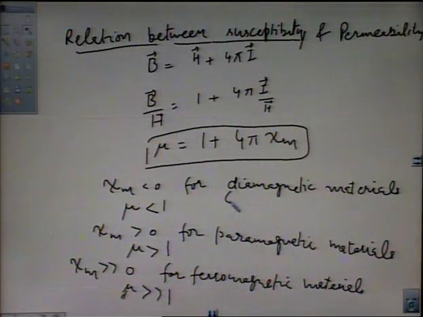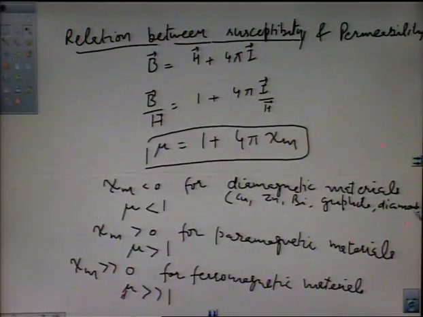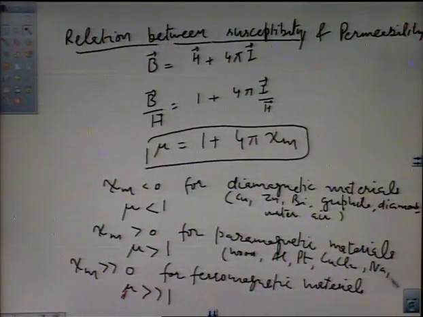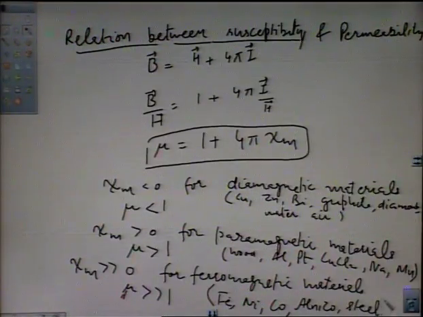Some examples of diamagnetic materials are copper, zinc, bismuth, graphite, diamond, water, air, etc. Some examples of paramagnetic materials are wood, aluminium, platinum, copper chloride, sodium, manganese, etc. And the examples of ferromagnetic materials are iron, nickel, cobalt, alnico, steel, etc. So these are the various applications of these magnetic materials.